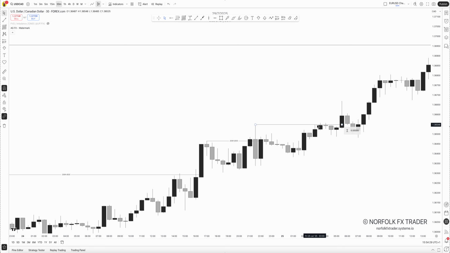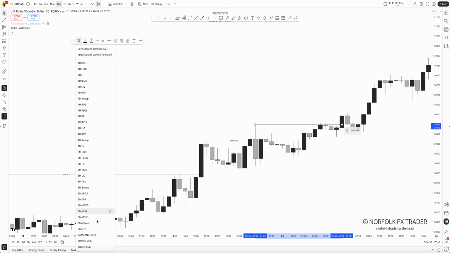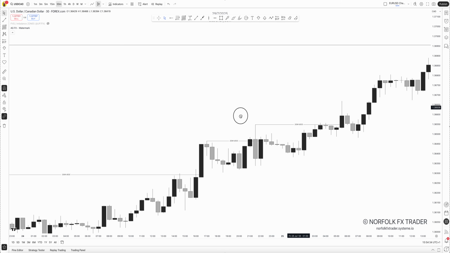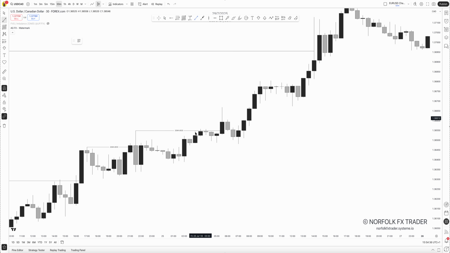So you can see we just failed there. We only wicked through. It's not a valid break of structure. Market continues bullish. From here, we have a new high. Why? Because we closed down on that candle. New break of structure, again, bullish.